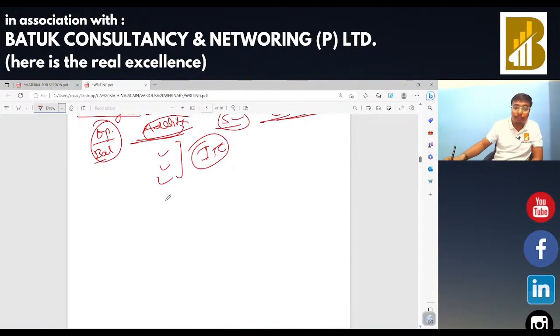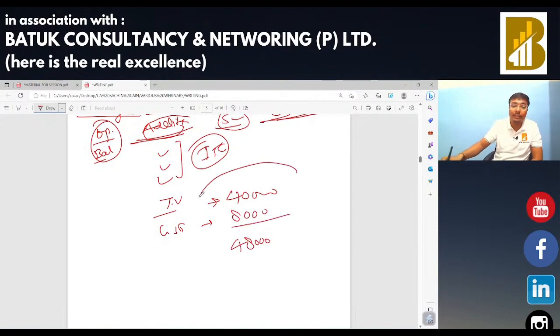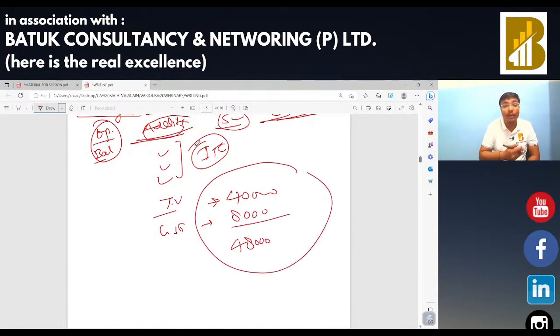Suppose the taxable value of that air conditioner is 40,000 rupees, and the GST on that particular air conditioner is 8,000 rupees, and the total value is 48,000 rupees. In that case, you need to check from the financial statement that the taxpayer has claimed depreciation on 40,000 only, not on the complete 48,000, if he has claimed the input tax credit.